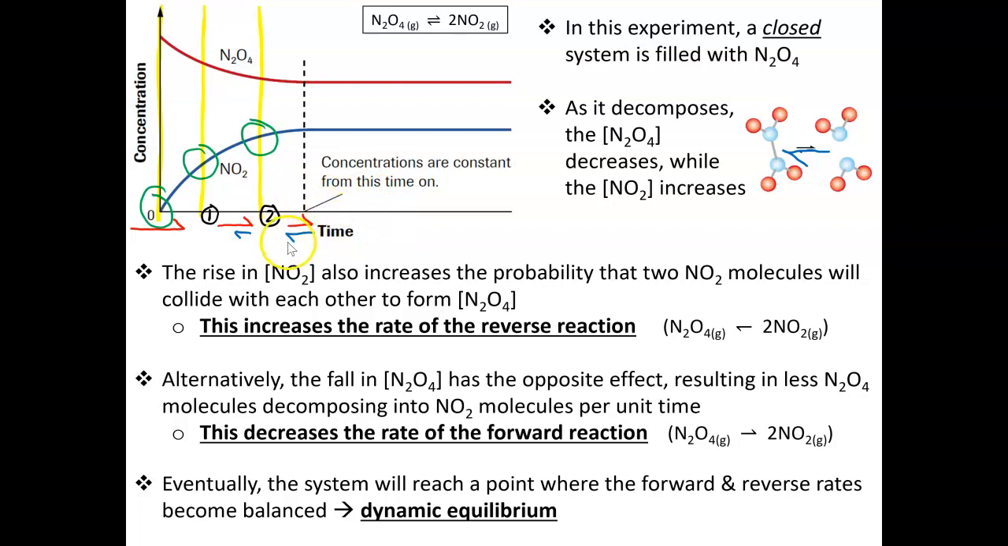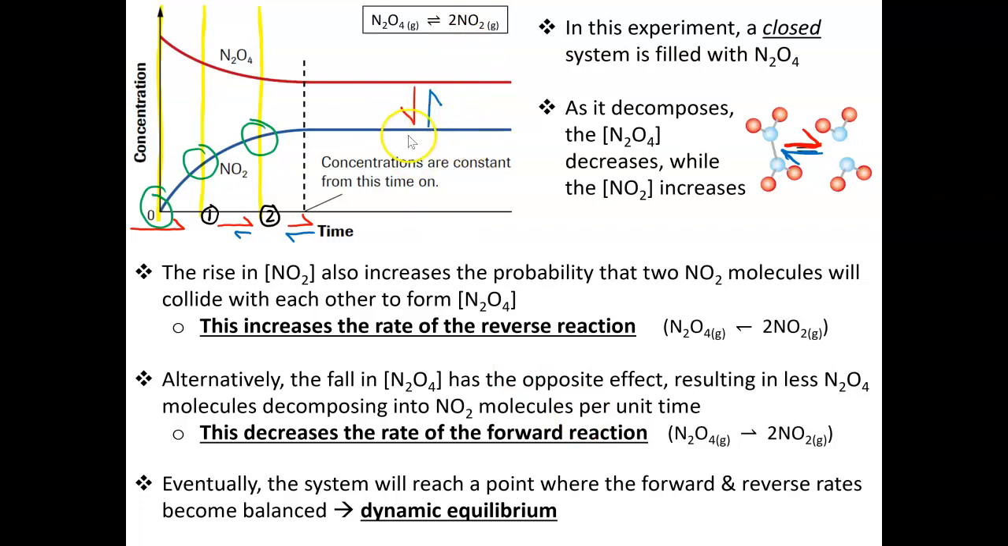Now, eventually you will get to a point where the forward reaction rate and the reverse reaction rate have become identical. So for every one N2O4 molecule that breaks up, one N2O4 molecule will reform. Going back in the reverse direction, they'll recombine and create another one to replace the one that broke up. It is here that we have established a dynamic equilibrium, where the rate of the reverse reaction and the forward reaction are identical.